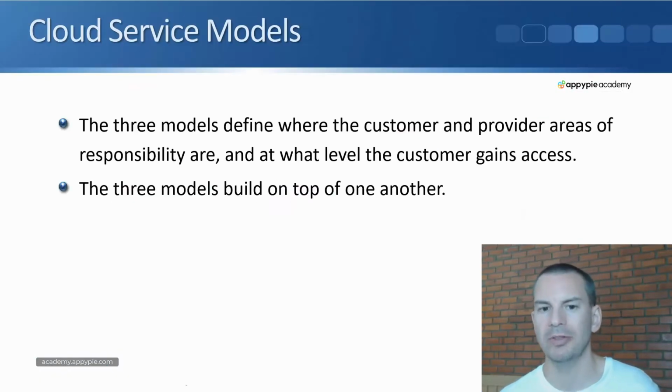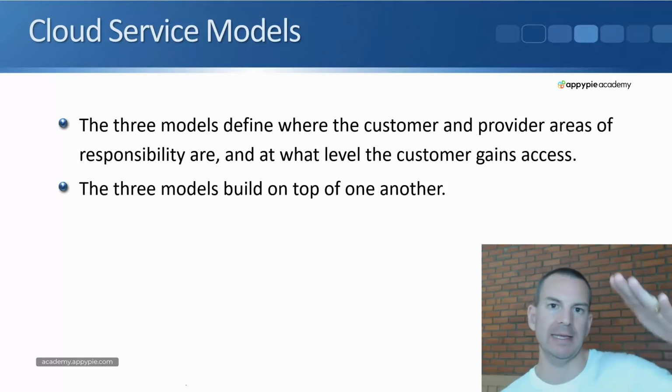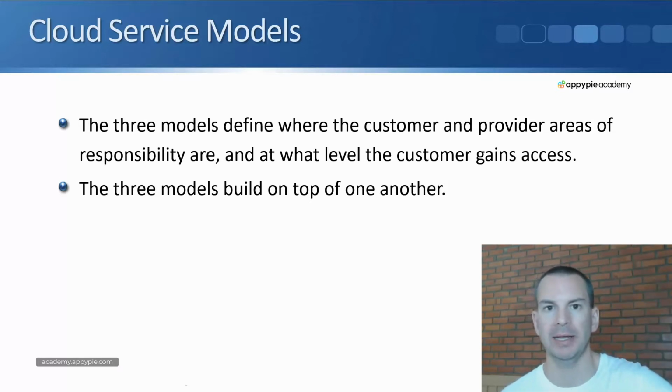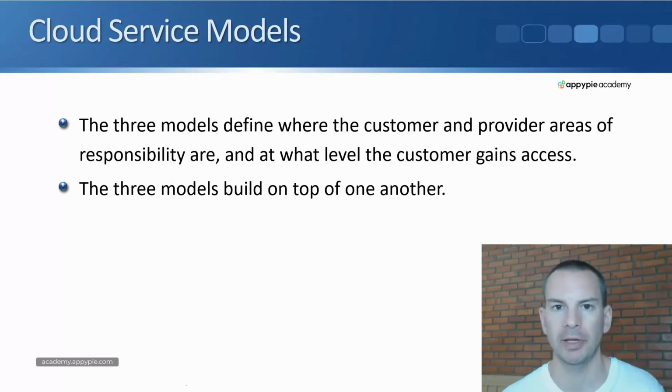The three models define where the customer and provider areas of responsibility are and at what level the customer gains access to the service. And the three models build on top of one another. So we've got IaaS at the bottom, and then PaaS builds on top of that, and then SaaS would be the next level up from there as well.